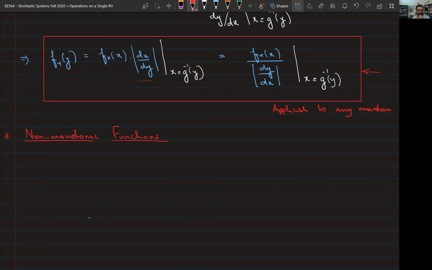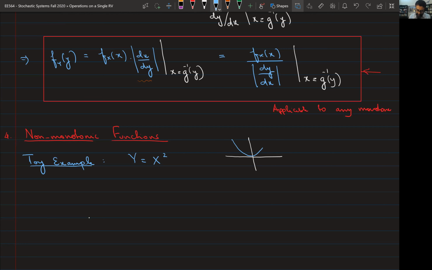So for non-monotonic functions, let me start with a toy example, or a toy problem. Perhaps the simplest thing you can think of in terms of a non-monotone function: y equals x squared, right? Of course, we know this is not a monotonic function. So what does it look like?